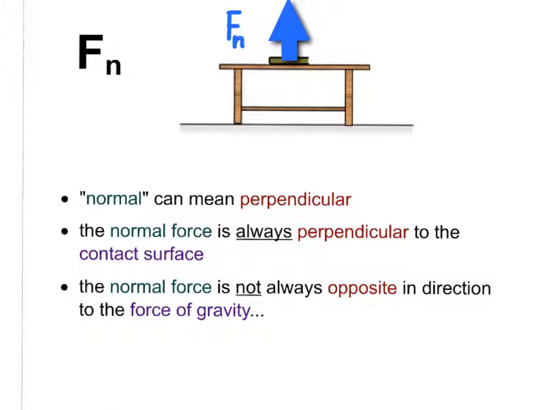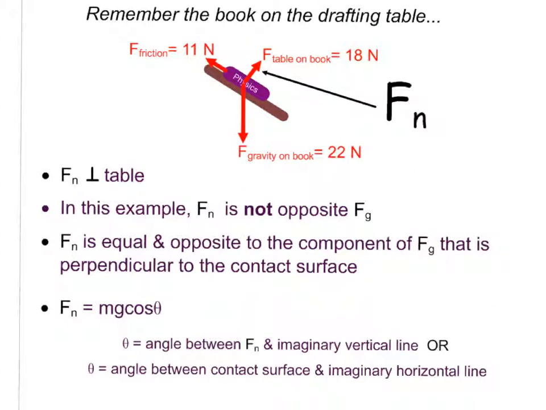It's important to remember the normal force is not always opposite the direction of the force of gravity. It is in this case, obviously, opposite the direction of the force of gravity. But let's take a look at an example where the normal force is not in the opposite direction of the force of gravity. So remember our example in one of our previous videos where we had a book on a drafting table. We have a physics book resting on a drafting table.